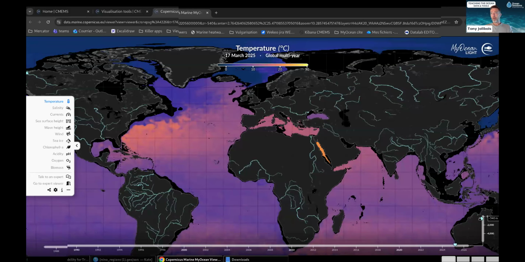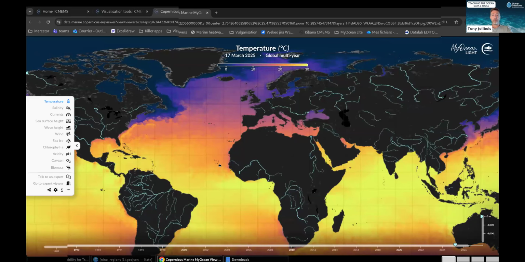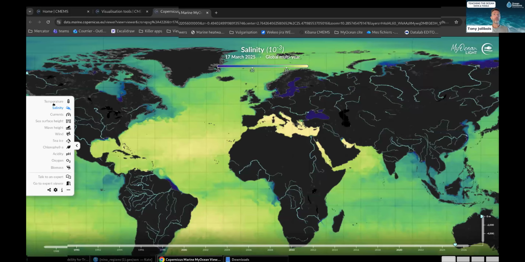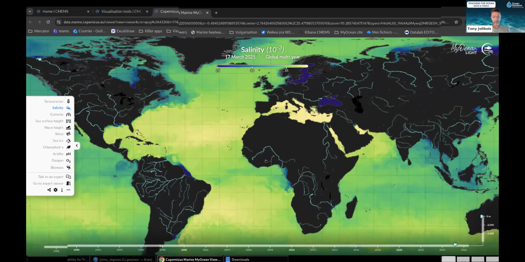So I reach again the surface. This tool is interesting for beginners and intermediate users. Everyone wants to look at the ocean without having to choose among products. If you want to display temperature, you just click on temperature. If you want to display salinity or so on, just click on the variable control here.